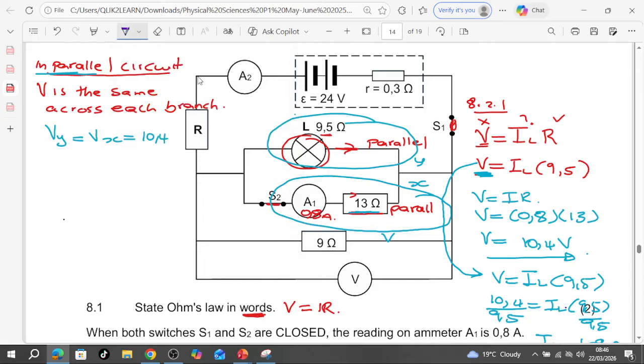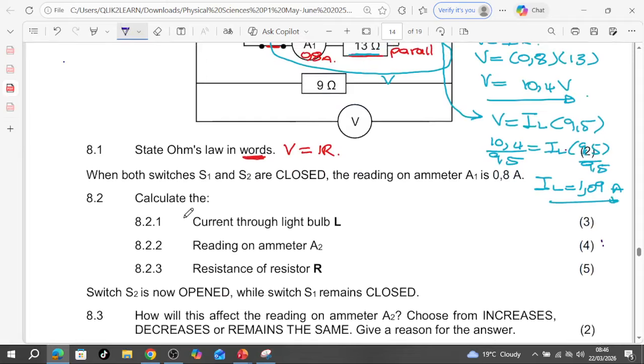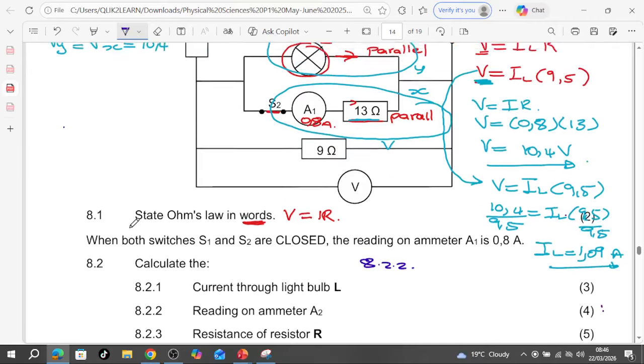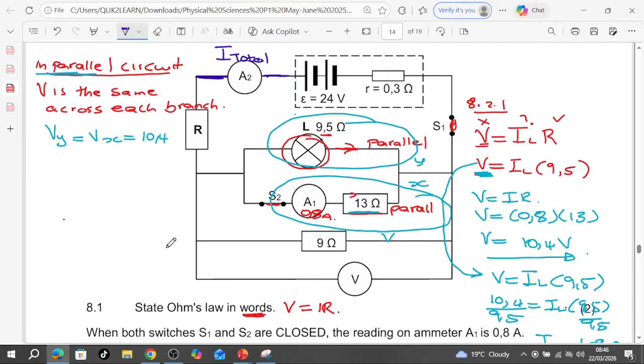What is A2? Can you see that the current that passes A2 is the total current? So this is my A total. So A2 will read the total current. So if A2 will read the total current, to answer this 8.2.2, I'll say that to find the total current, now look at this.